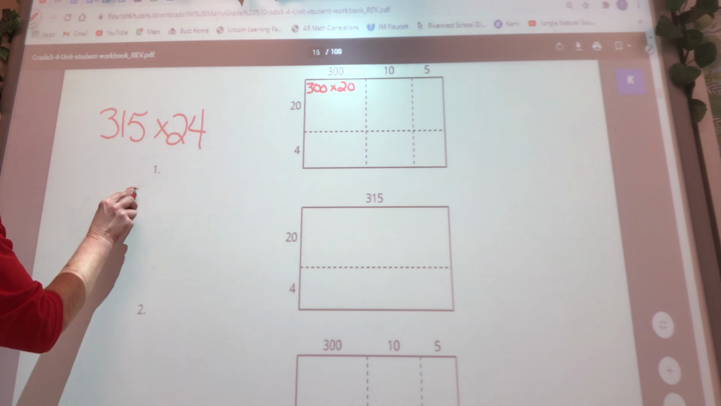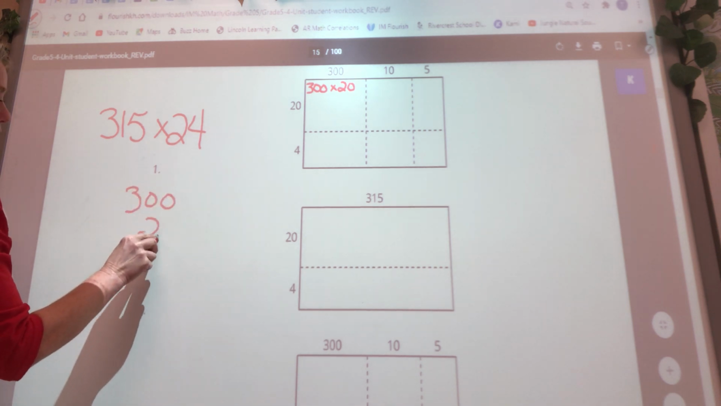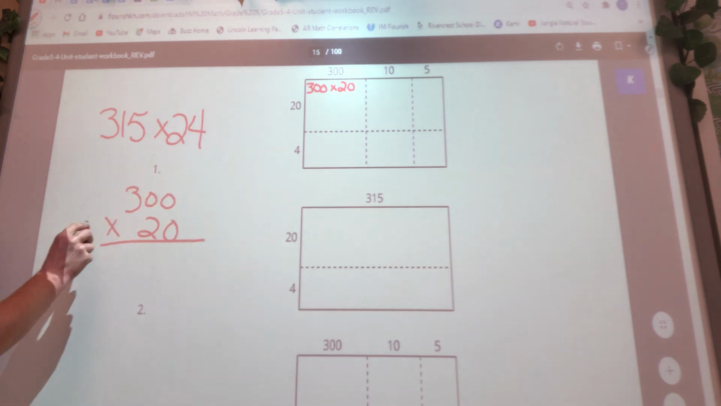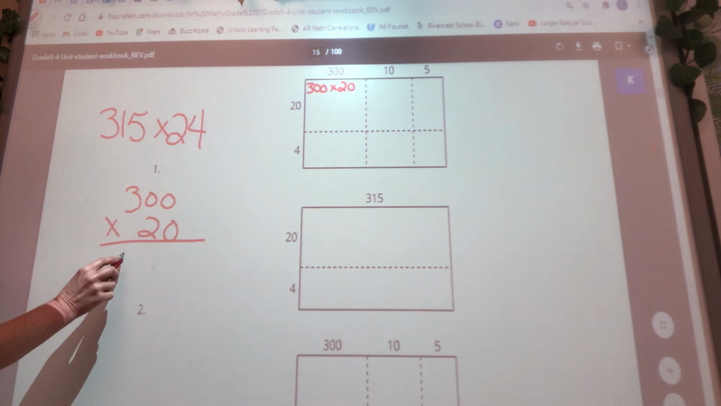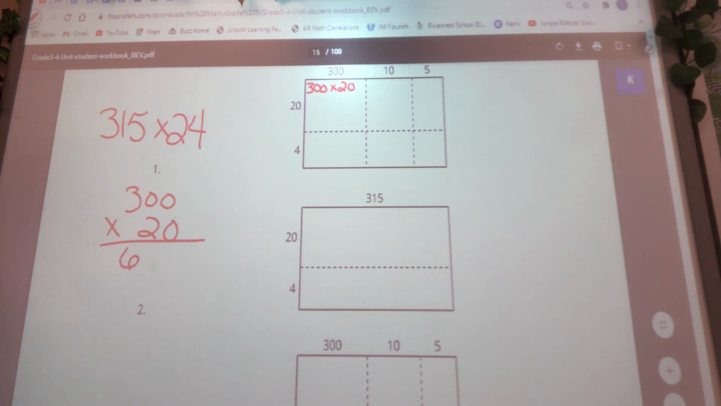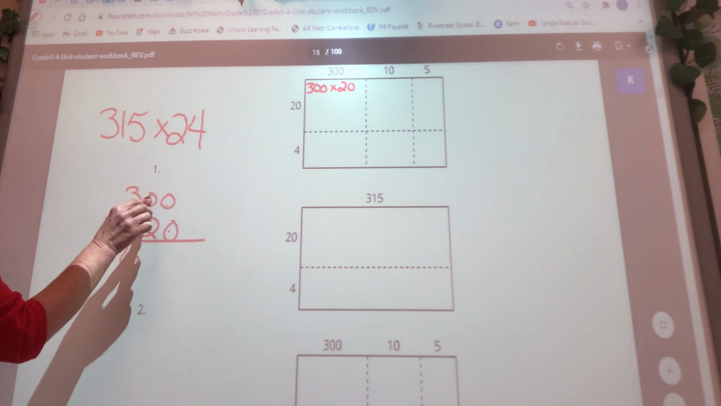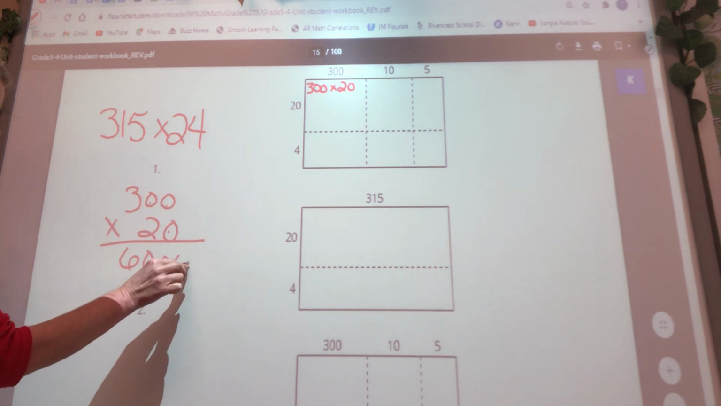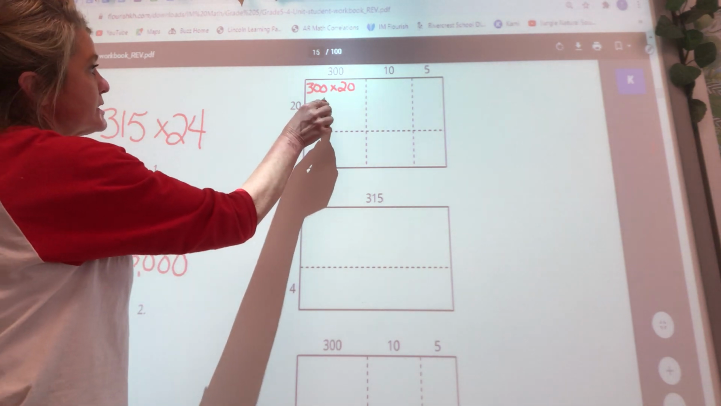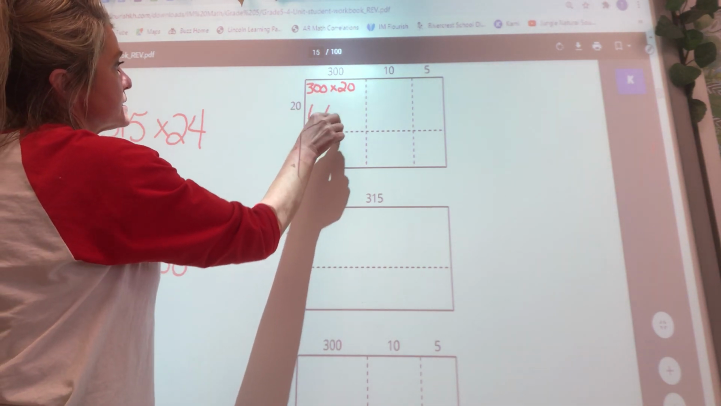So quick math, we have 300 times 20. So we just multiply our whole number parts. 2 times 3 is 6. And then how many zeros have I not done anything with yet? 1, 2, 3. Okay, so I know this box is 6,000.